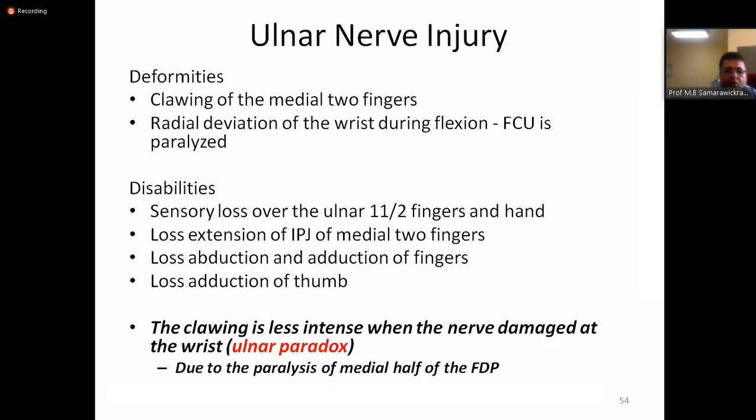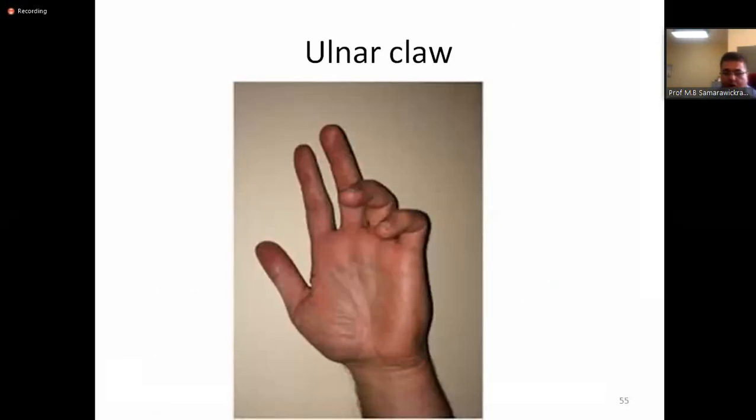Right, so the clawing is less intense when the nerve damage is at the wrist. That is called ulnar paradox. The anatomical basis for that is the paralysis of the medial half of flexor digitorum profundus. Right, so this is ulnar claw.